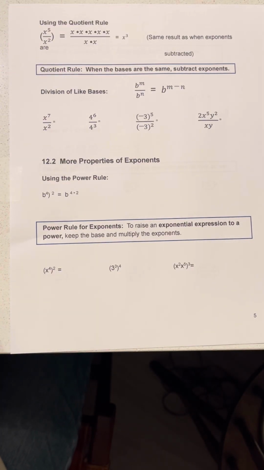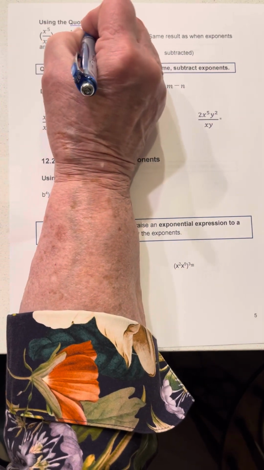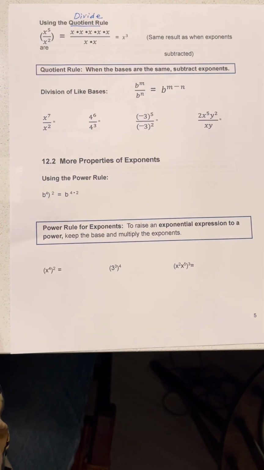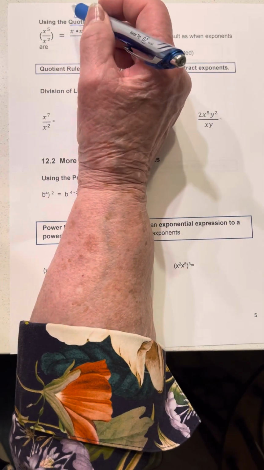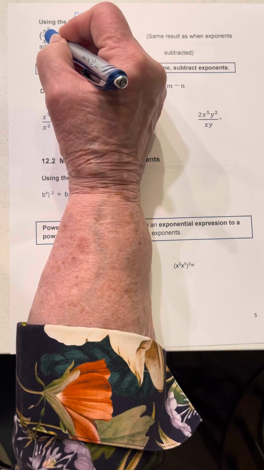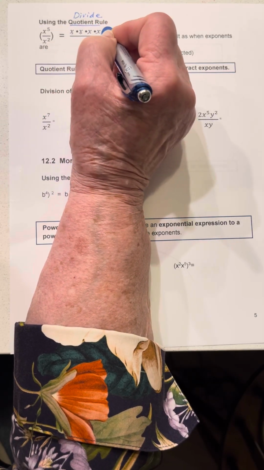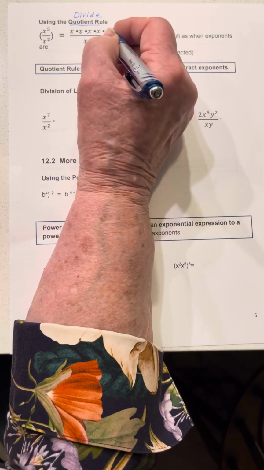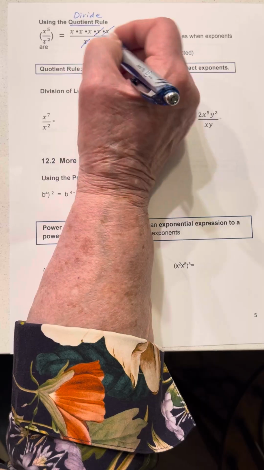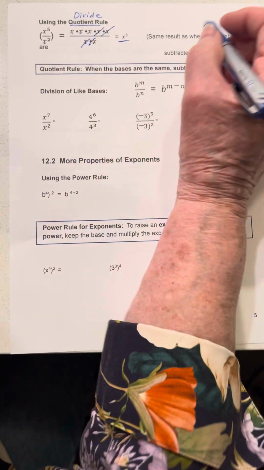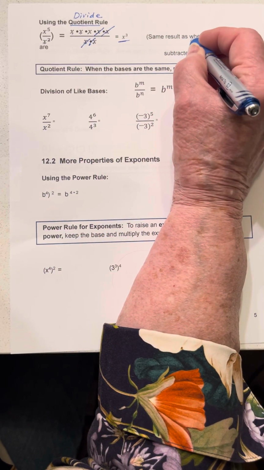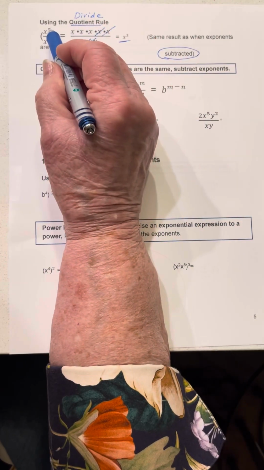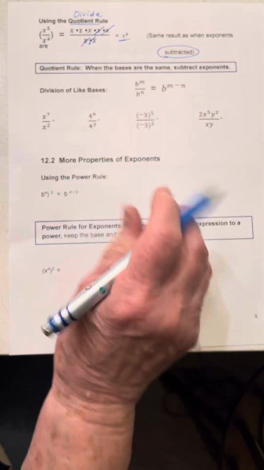So that's multiplication. And now we're going to talk about the quotient rule, which we use when we're in division. We can see here that if we have x to the 5th, we have 5 factors of x on the top, and x squared on the bottom are 2 factors. So those cancel out, and we're left with x to the 3rd. And that is the same result as when the exponents are subtracted. So 5 minus 2 would be 3, x to the 3rd.